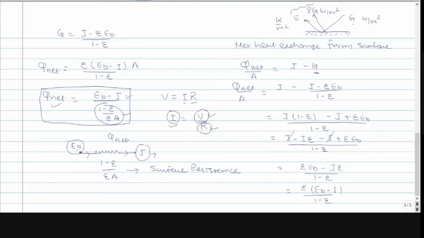So this is the voltage, we say like V1 and V2. So it becomes EB and J. So this is the voltage difference. The Q is Q net, the heat flowing inside the circuit, and 1 minus emissivity upon emissivity into area becomes the resistance. So this is our resistance, RTH, thermal resistance, and this happens only due to the surface property, and that's why this resistance is known as the surface resistance.